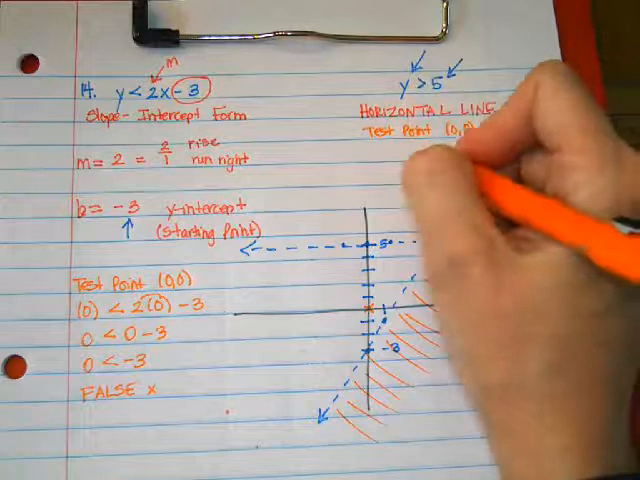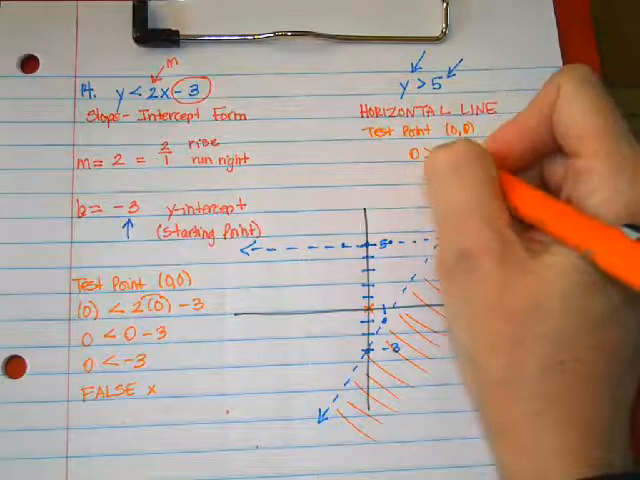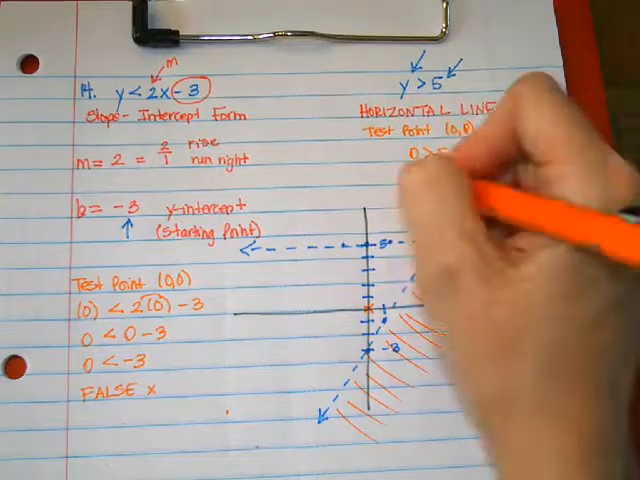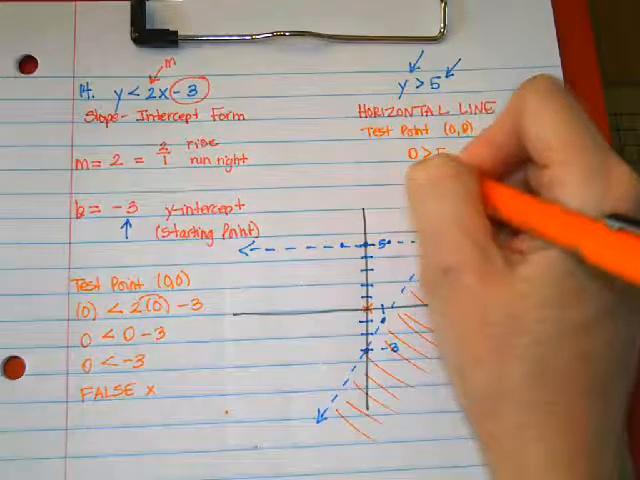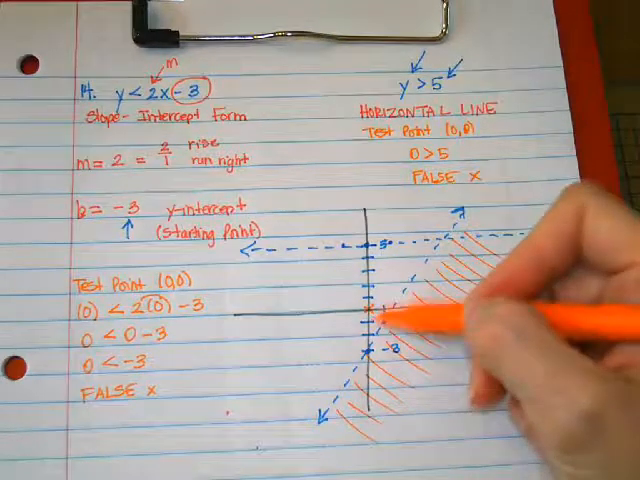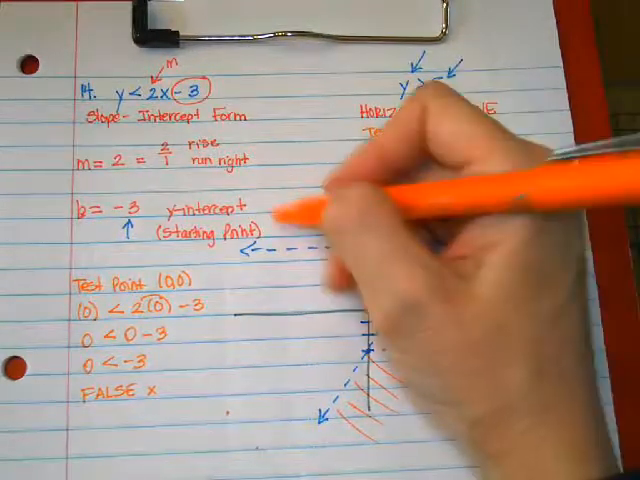But we only have one variable to replace, it's y. So we're going to replace the y with 0 and ask ourselves, Fabian, is 0 greater than 5? You're correct, that is false. 0 is not bigger than 5. So we do not shade above, we do not shade where our test point is. So we would shade up here above it.